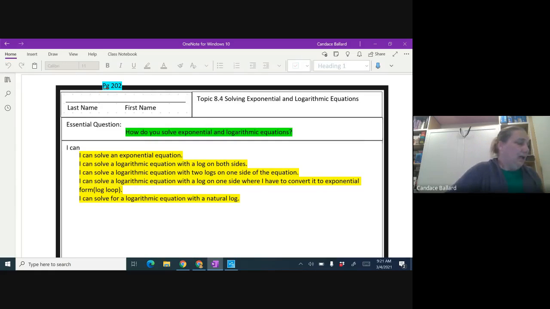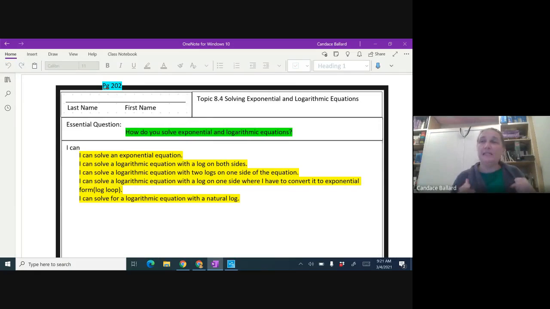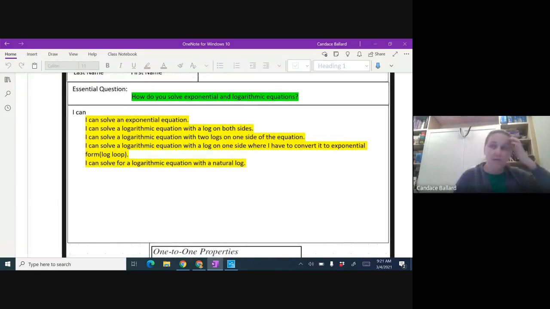So we are going to go through, and we're going to be hitting these I can statements for this lesson. There's a lot packed into this particular lesson, and I tried to give you more space to write those. I know mine didn't fill the whole thing, but I know some of us have bigger handwriting. How do you solve exponential and logarithmic equations? We're going to be able to do these 5 things. So this is kind of like a checklist, right?